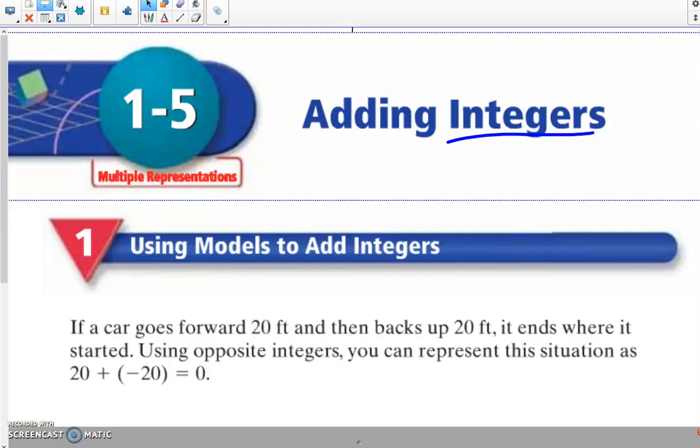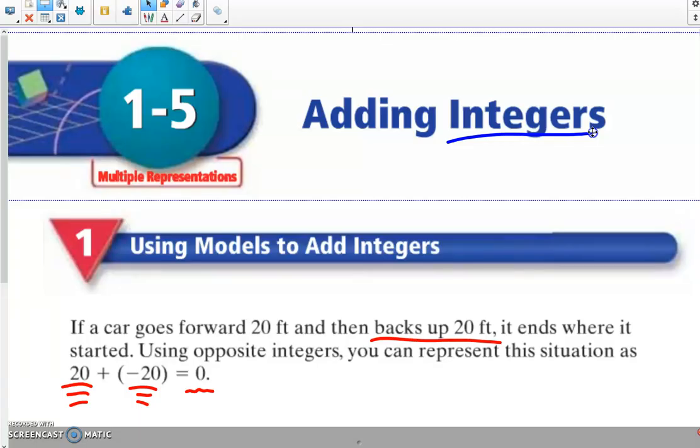In this example here, it says talk about a car that goes forward 20 feet. Well, going forward is like going in a positive direction, and they represent that with the number 20, positive 20. And then it says the car backs up 20 feet. Well, if you go backward, that's like going negative. So what happens mathematically, we say the car went forward 20 feet, positive 20, and then we're going to add in negative 20. We're going to add in going backwards 20. Well, when I add those together, I get 0 because positive 20 and negative 20 are opposites.